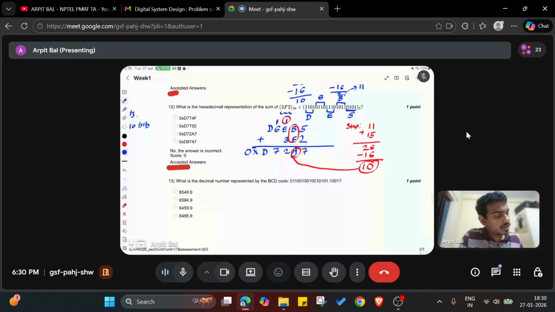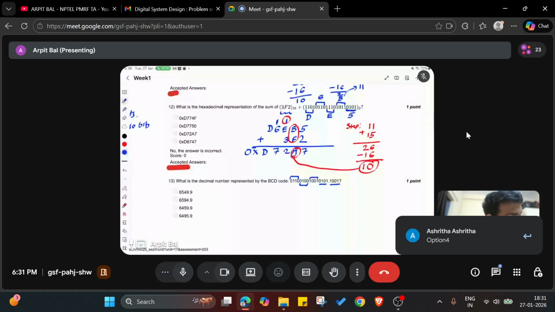Okay, so the next question is, what is the decimal number represented by this particular given BCD code? Whenever we are doing a BCD to decimal conversion, you club 4 bits and directly convert those 4 bits to your required numbers. Instead of assigning the positional value to each and every bit, I just club the bits and figure out the decimal equivalent. So 4 bits here, 4 bits here, 4 bits here, 4 bits here.